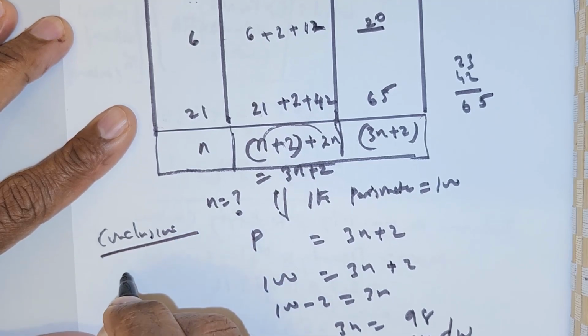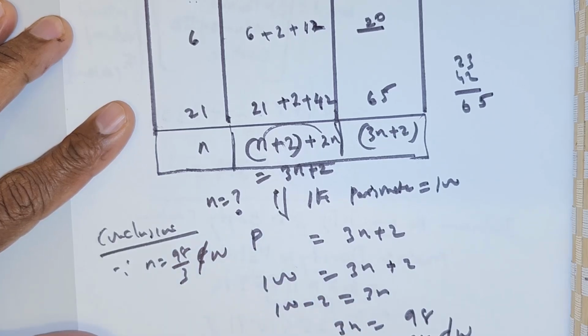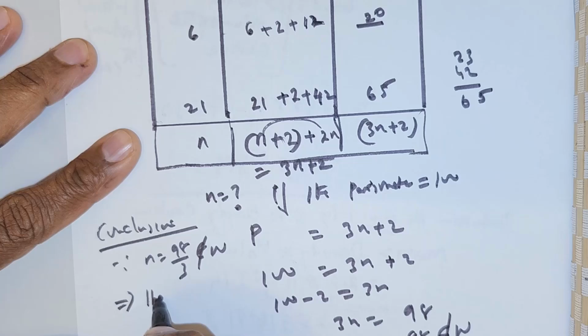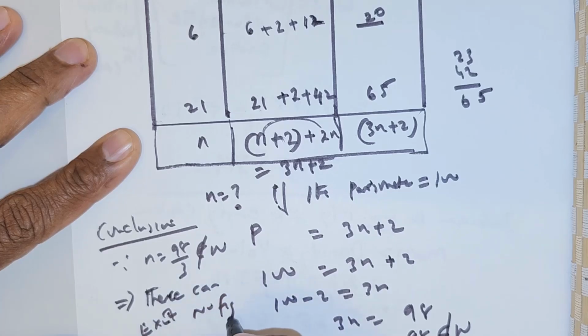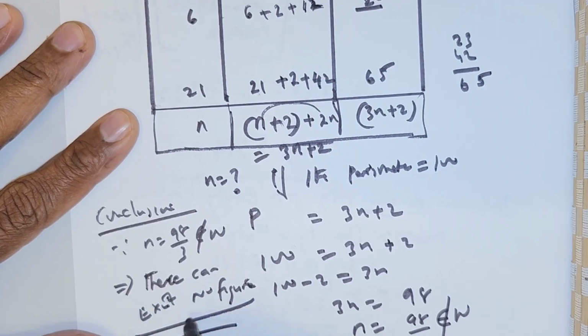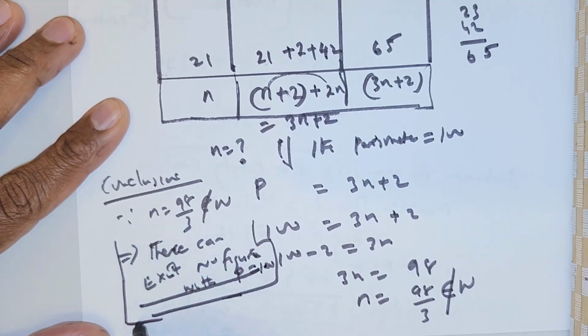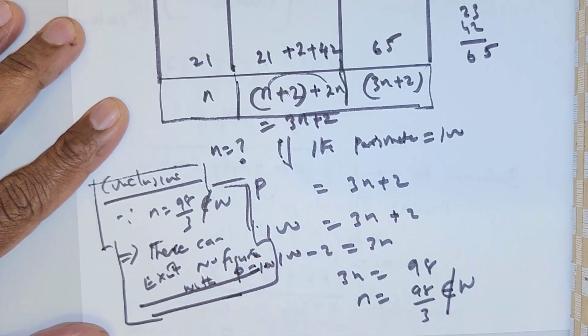Conclusion is going to be, since n is equal to 98 over 3 is not an element of the whole numbers, this means there can exist no figure with P being equal to 100. That's it. Okay, just to add a buffer. So that is the conclusion. Probably you can box this and write it off.